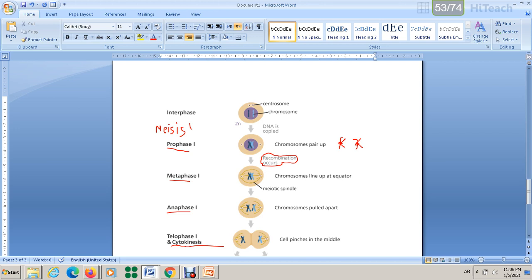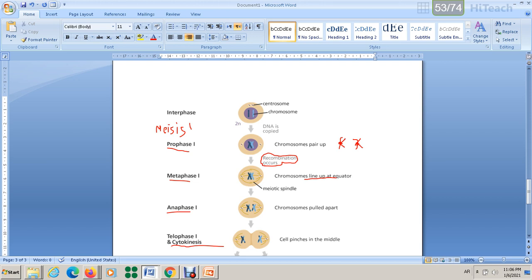Let's move now to the second phase of meiosis 1, which is metaphase. In the metaphase, chromosomes line up at the equator. Actually, the lining up of the chromosomes here in metaphase is not like the lining up in the metaphase of mitosis.